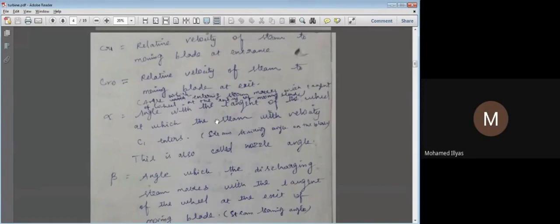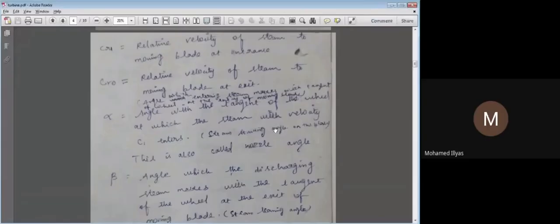Next, note down alpha: steam striking angle on the blade or nozzle angle. You don't need the other part, only this: steam striking angle on the blade or nozzle angle. Beta is the steam leaving angle. Just note down: steam leaving angle.